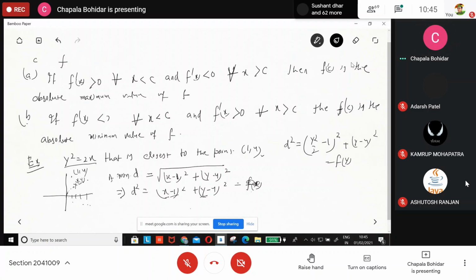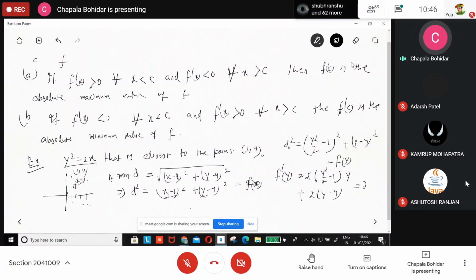I am writing here f dash y is equal to 2 into y square by 2 minus 1, then derivative of this, which is 2y by 2, so the 2 cancels out and we get only y, plus 2 into y minus 4, equal to 0. Simplify and find out your equation.